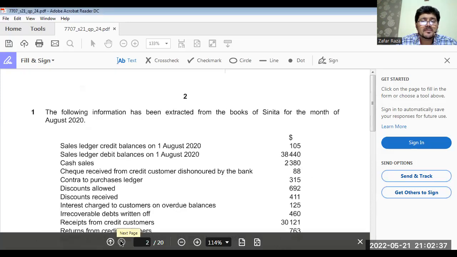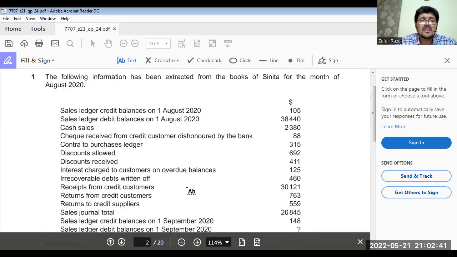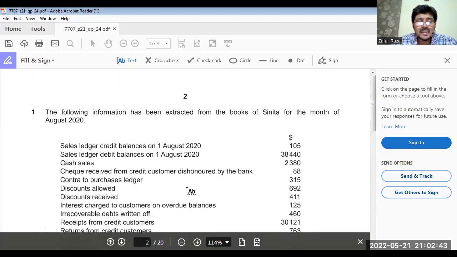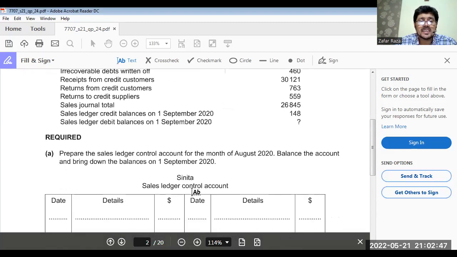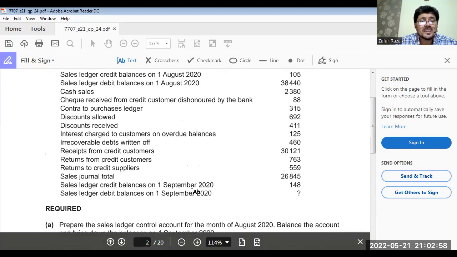Bismillahirrahmanirrahim. The following information has been extracted from the books of Sansinita for the month of August 2020. This is the sales ledger credit balance and opening balance. What is required? Prepare the sales ledger control account for the month of August 2020. Balance the account and bring down the balance on 1st September 2020. Okay, no problem. Now what do we have to do?